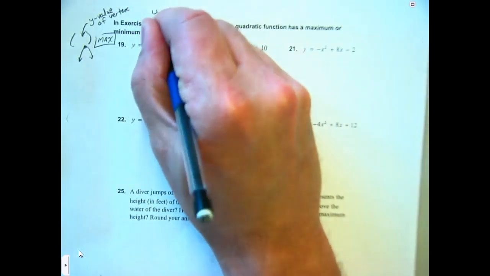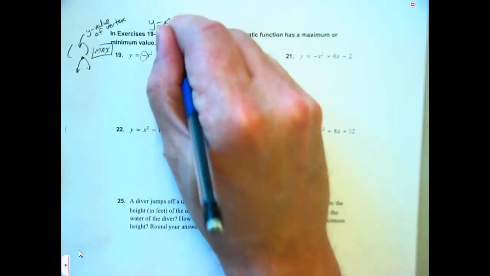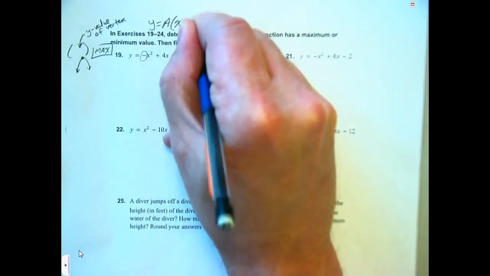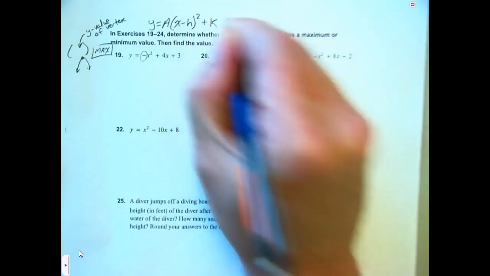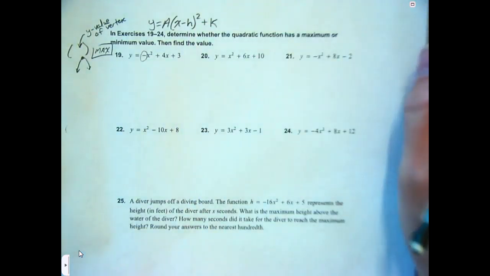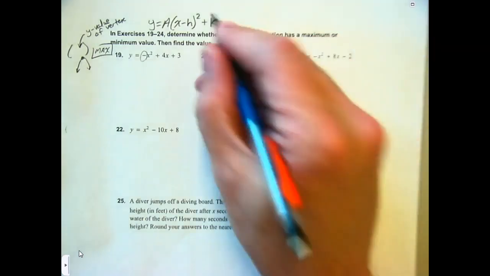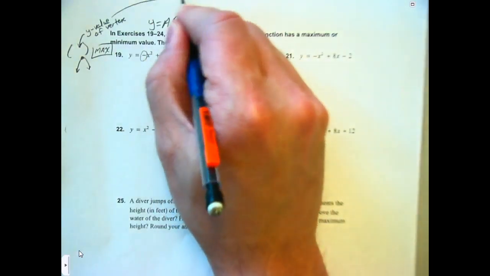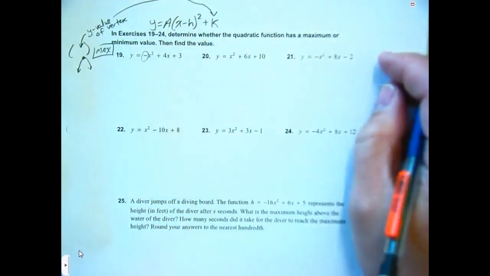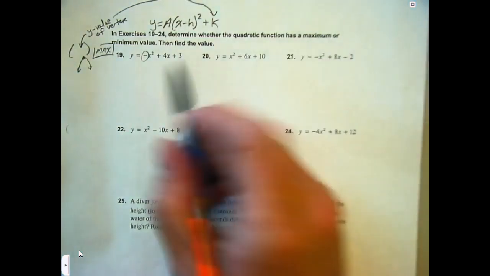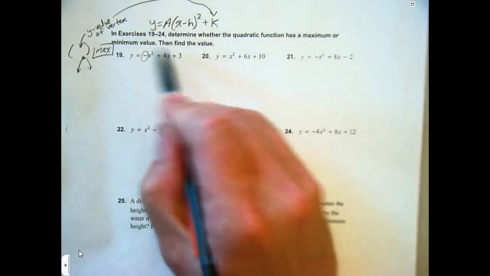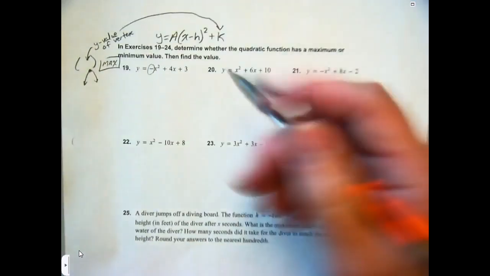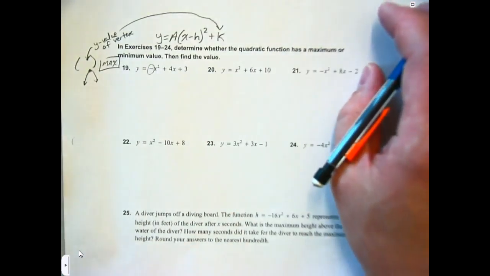You guys remember this format? Y equals a times x minus h squared plus k. The y value of the vertex is which one? It's k. Y value of the vertex is our k. So it'd be nice if we could put this equation in this format, because then we could quickly find k. How else could we do it?